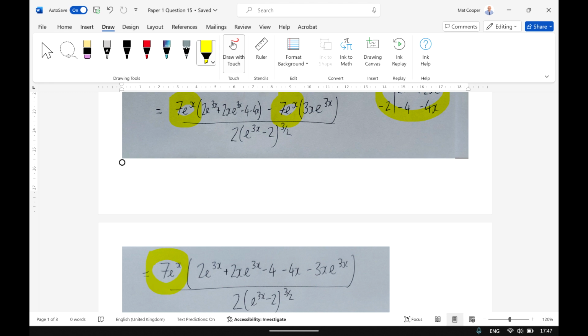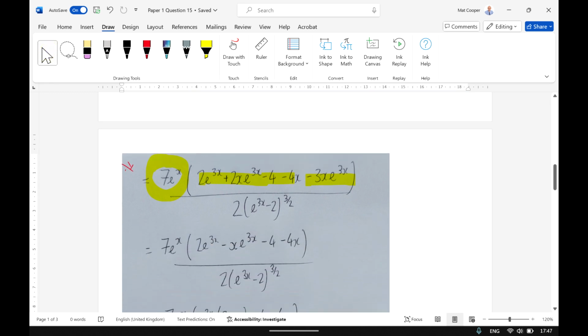So I can bring a 7e to the x out here. So that's 7e to the x times all of that. There. And minus 7e to the x times that. So I've just put that term there in. So what I've done, going from here to here, it's the same numerator.